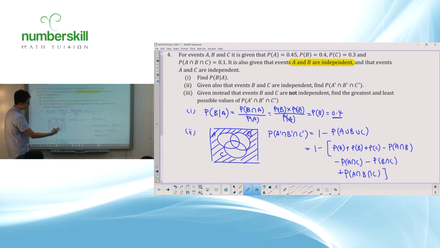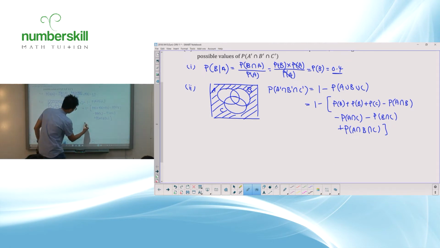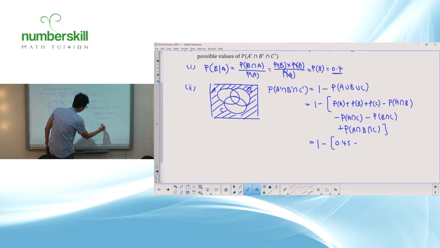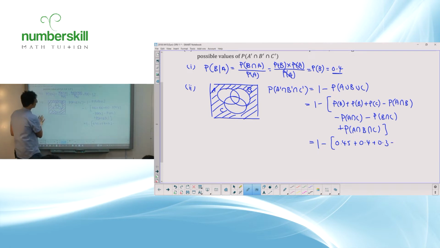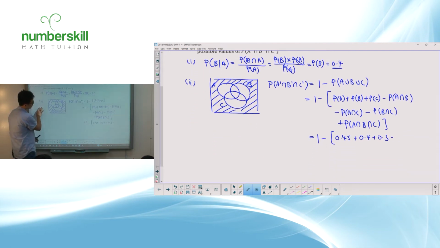Alright, so after that, we have all the information we need. We will be able to find the answer. Okay? So, how am I going to write this? Okay, so it's 0.45. So 1 minus, 0.45 plus, I think it was 0.4, right? 0.4 plus 0.3 minus, hold on, okay, 0.4, 0.3, okay, good. So all this information I need, that's all.